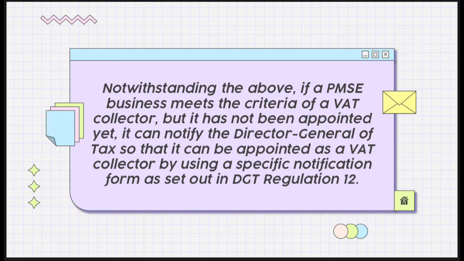Extending the above, if a PMSE business meets the criteria of a VAT collector but it has not been appointed yet, it can notify the Director General of Tax so that it can be appointed as a VAT collector by using a specific notification form as set out in DGT Regulation 12.